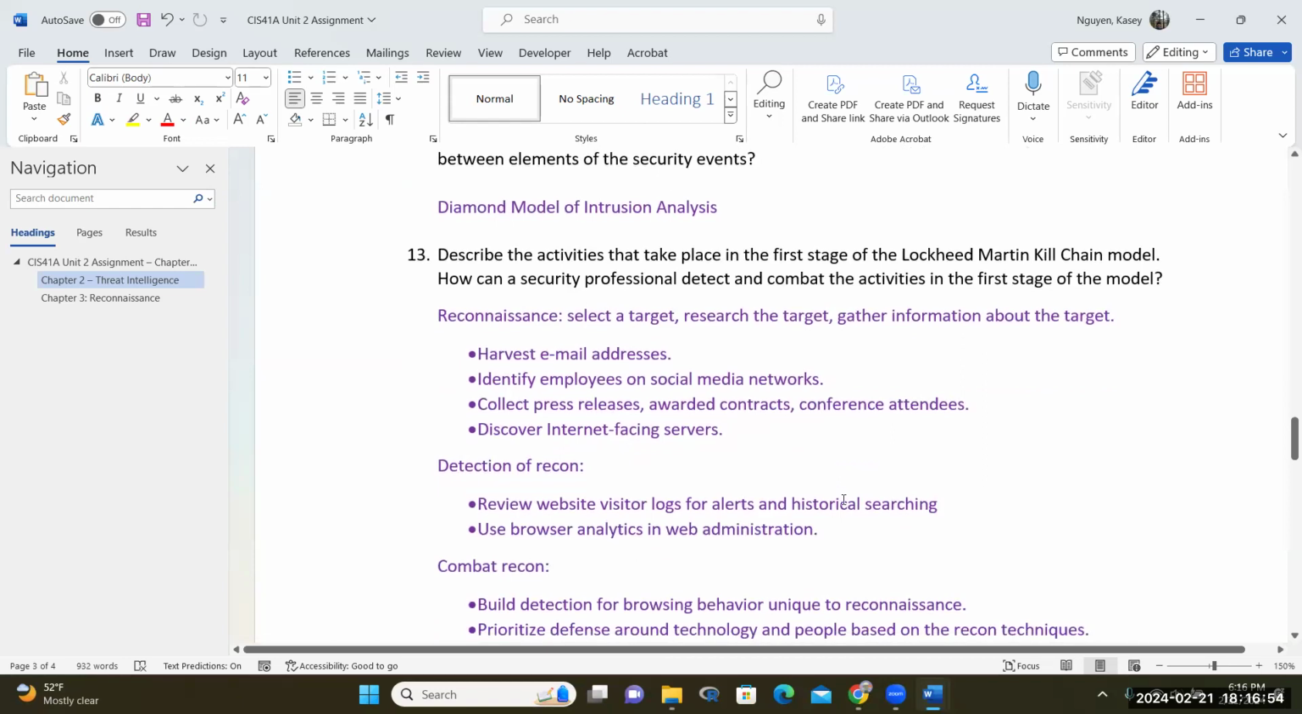So for detection of recon, these are the things that you need. You need to look at the visitor logs for the website. So let's say that I'm looking to gather information for that web server. Okay. So you can find alerts and logs and historical searching on that website.